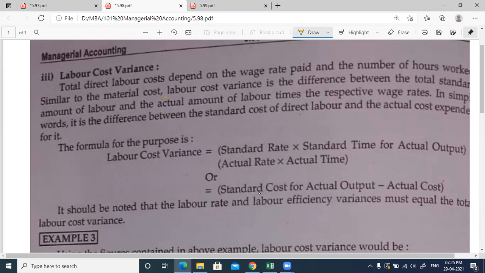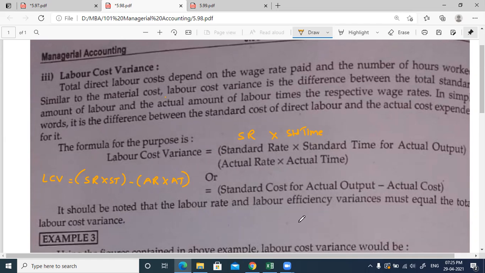The formula for labor cost variance is equal to standard rate into standard time for actual output minus actual rate into actual time, or standard cost for actual output minus actual cost. It should be noted that the labor rate and labor efficiency variances must equal the total labor cost variance. So LCV, labor cost variance, is equal to standard rate into standard time for actual output minus actual rate into actual time. That is labor cost variance.